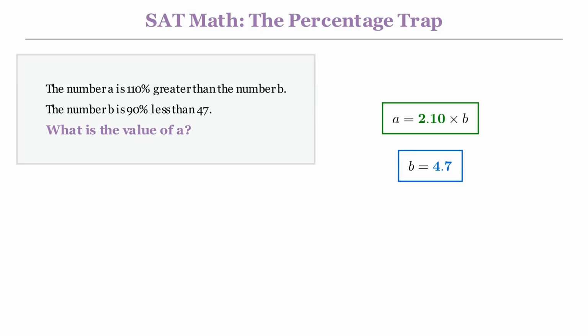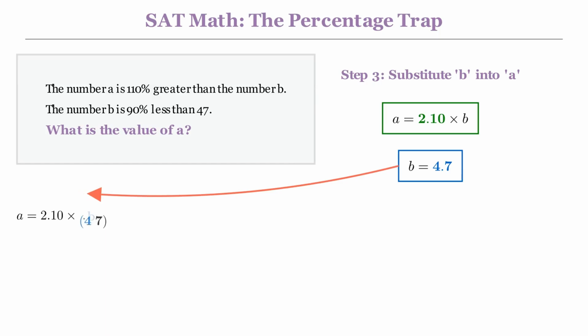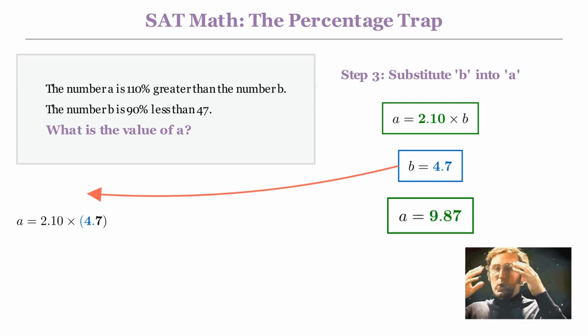Now let us execute the substitution. We go back to our primary goal, our master equation for A. What was A? A was 2.1 times the value of B. We replace B with its actual value, 4.7. Substituting that in the equation, we get A is equal to 2.1 times 4.7. Now it is just basic arithmetic. When you run 2.1 times 4.7 on your calculator, you get exactly 9.87. So that is it. Our final answer is 9.87.